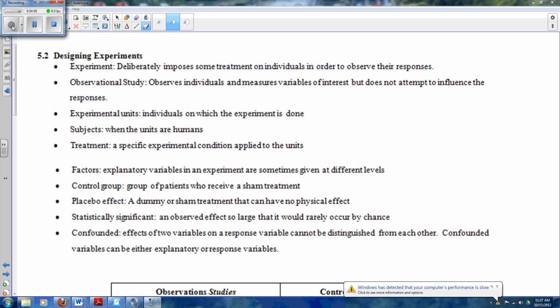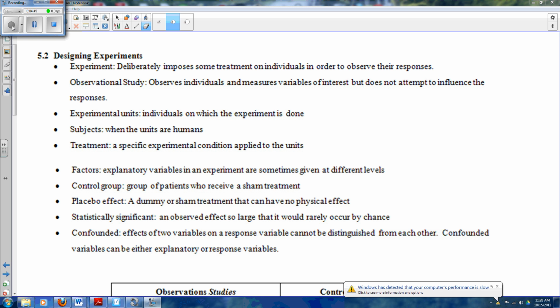Statistically significant is an observed effect so large that it would rarely occur by chance. Okay, so we're seeing that the medication significantly helped. So statistically significant is a particular cutoff value where we're going to say this couldn't have happened by chance. It's happened because the medication has been effective. And we'll talk about this pretty much all next semester of what we're going to consider statistically significant. We'll have a cutoff value. Here we're just looking at how to design the experiment, not actually testing it to see if it is statistically significant.